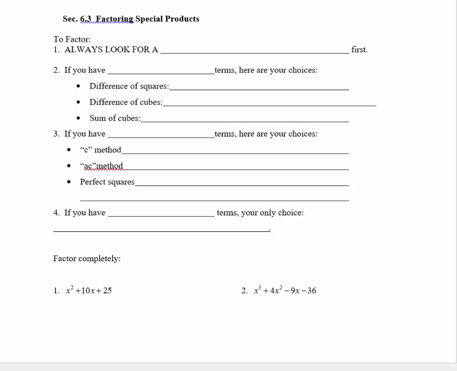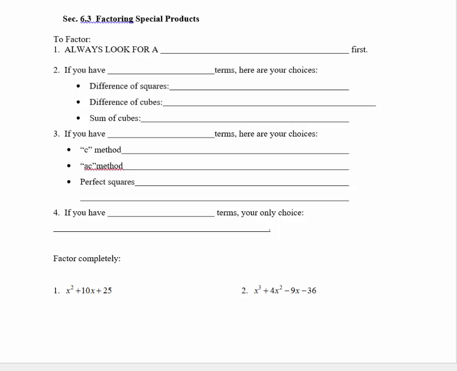Section 6.3, Factoring Special Products. Because you're in intermediate algebra, we have assumed that you know some of the factoring already. We're going to learn two new factoring, which is a difference of cubes and a sum of cubes, but all the other factoring that I talk about here should actually be previous knowledge. If it's not, let me know and we can go over some more examples.